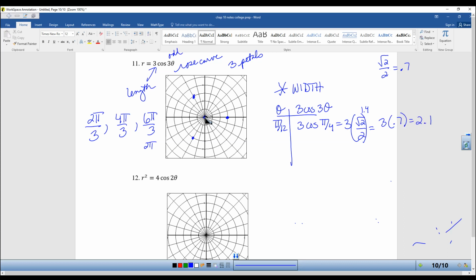So how wide is my petal on the pi 12th line? I'm going to put it, oh, way down there. At, oh, no, not 0.7. At 2.1. I was going to say that looked wrong. 2.1. And then I can put it on the other side too. Looks like that. And then same thing over here. 2.1. And now I can make that petal.